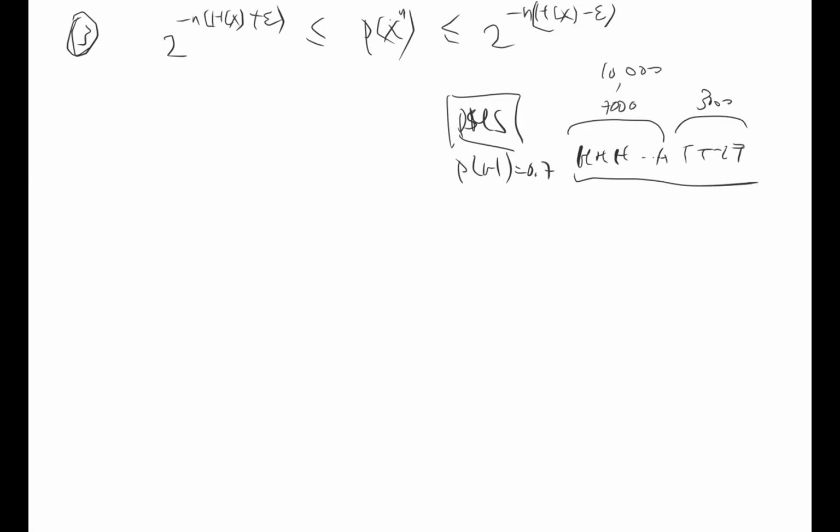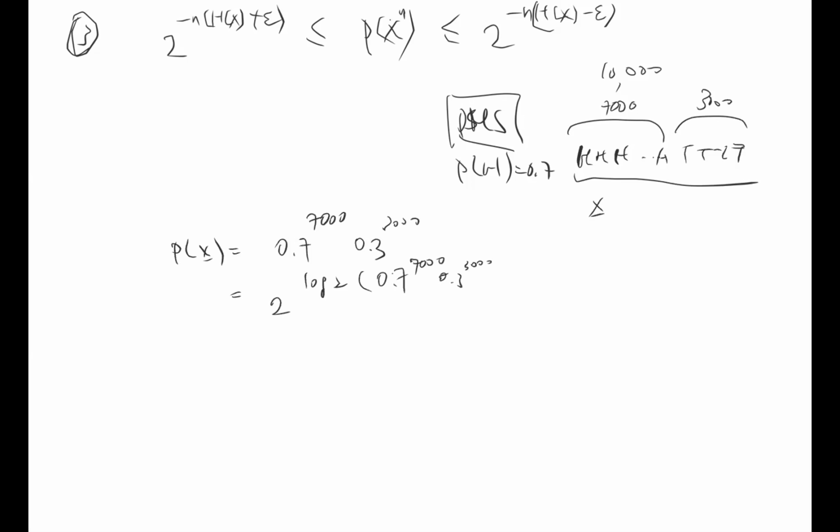Now the probability of this sequence, which I call X^n, is equal to 0.7 to the 7,000 and 0.3 to the 3,000, right? And this will be equal to 2 to the log 2 of this thing. Because log 2 and 2 to the power are inverse functions of one another, I can just write it like this.